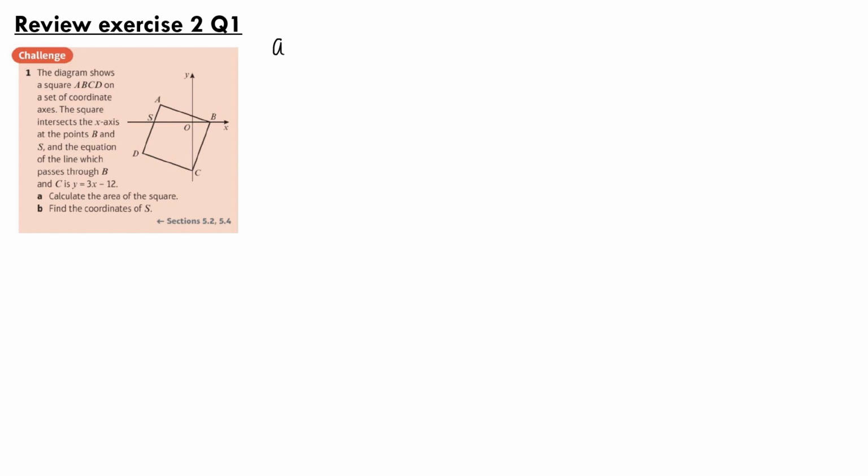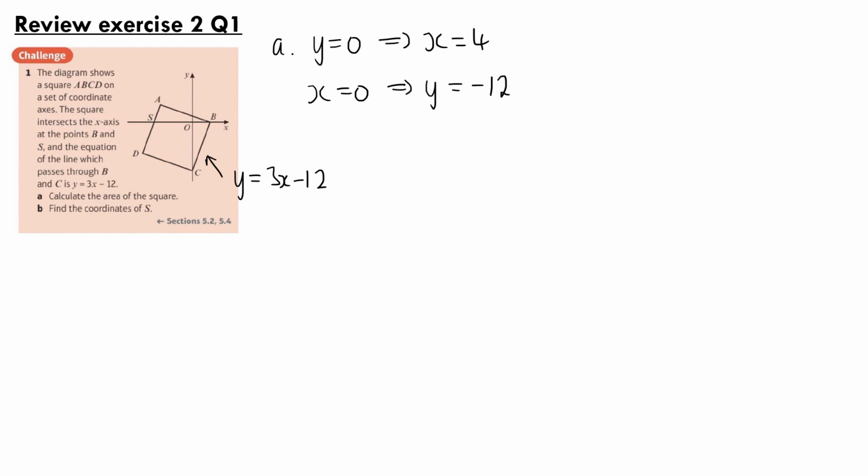So, we know that the line passing through B and C, so this line here, is given by the equation y equals 3x minus 12. So we can use this equation to find the coordinates of B and C. So they are the intersection of the coordinate axes, so where y equals 0 and where x equals 0. So if y equals 0, then we get 3x minus 12 equals 0, so x equals 4. And where x equals 0, we get y equals minus 12. And so we know that the point B is going to be (4, 0), and the point C will be (0, minus 12).